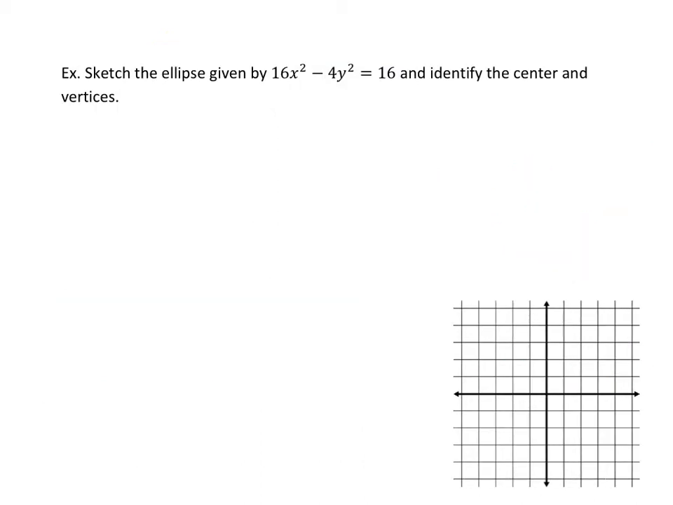Okay, sketch the ellipse given by this equation. Identify the center and the vertices. Okay, so we know that when we have an ellipse, it has to equal 1. Divide everything through by 16. x squared over 1 plus y squared over 4 equals 1. So now we know this we can say is over 1.